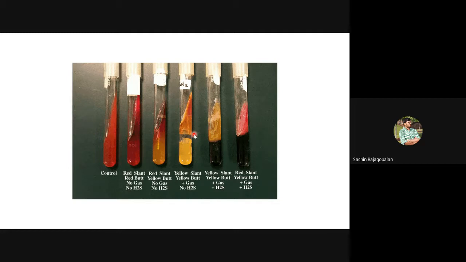Look at the next one. Classic example of high gas production. Phat gaya hai poora media beech mein se, right? So yellow slant, yellow butt. There is gas, no H2S. What is this indicative of? What is the organism making use of? Two or more sugars. Very good.